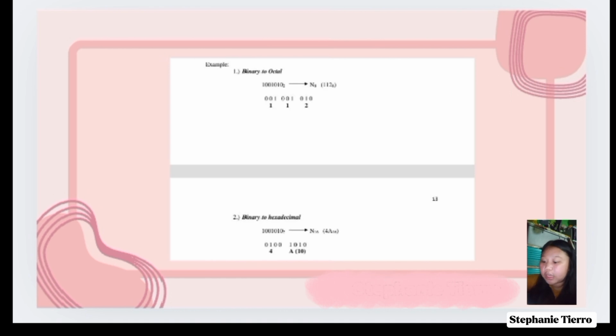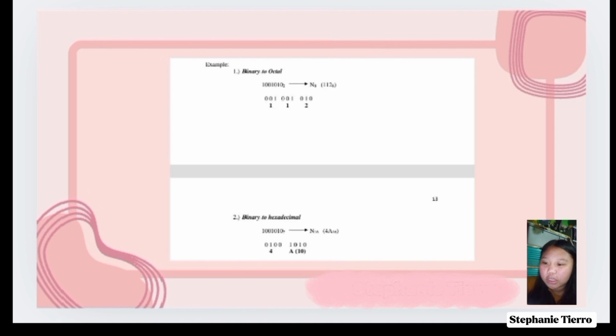So, 0 times 1 is equal to 0. 1 times 2 is equal to 2. And next is 0 times 1 is equal to 0. 1 times 1 is 1. 2 times 0 equal to 0. 0 times 1, 0. 1 times 1, 1. 0 times 2 is equal to 0. 0 times 1 is 0. Makukuha natin dito ay si 1, 1, 2. And yun yung nasa taas na 1, 1, 2, base 8.